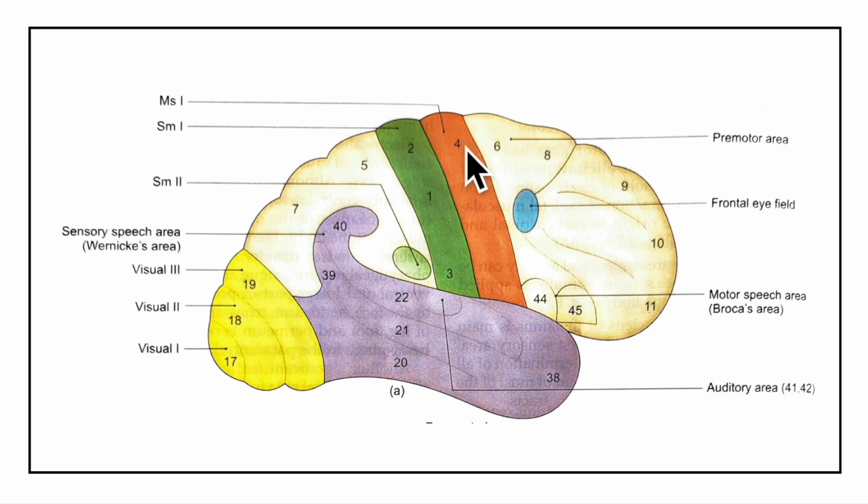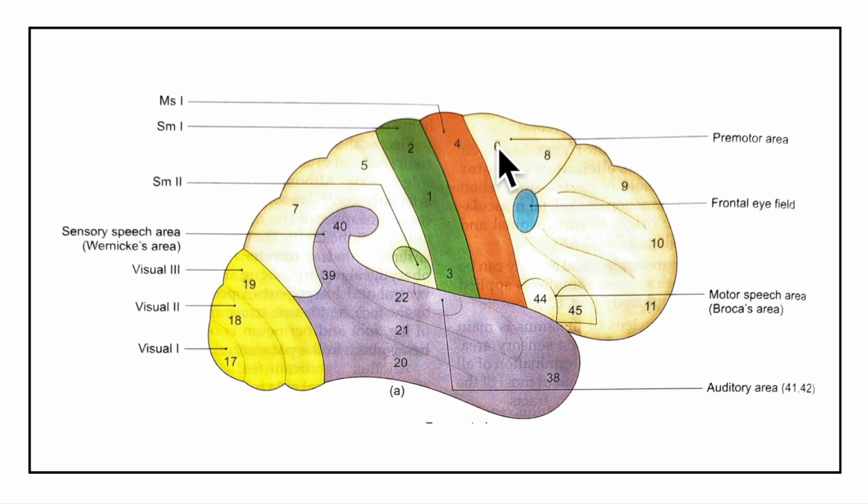Beginning with area number 4, this is called the motor area, and its location is in the precentral gyrus. This is the central sulcus, this is the precentral sulcus, and this is the precentral gyrus. So here is the motor area, area number 4.